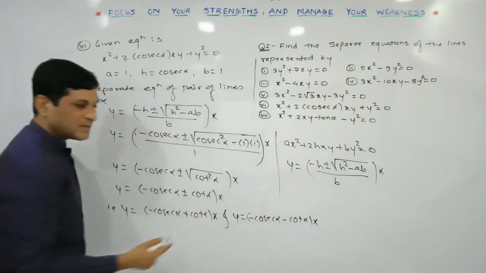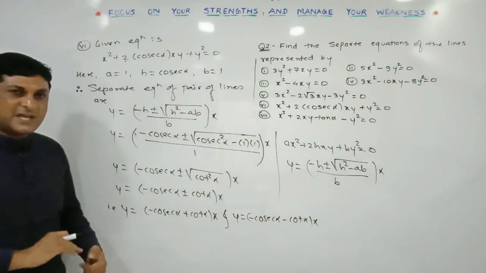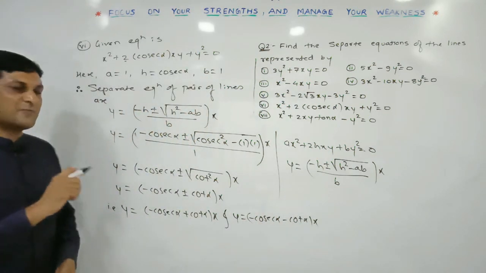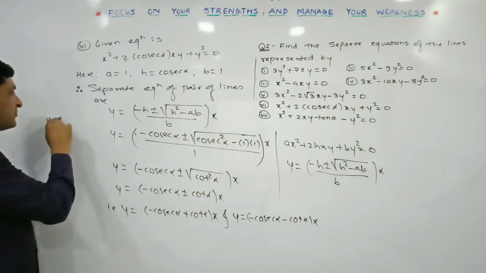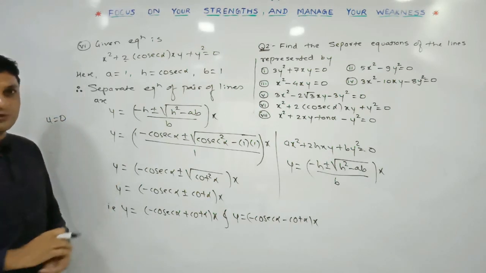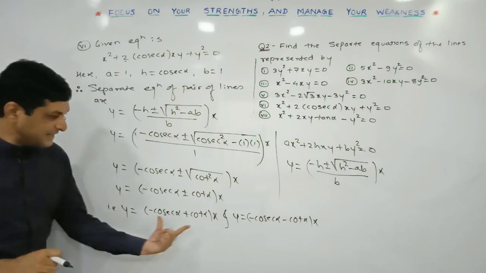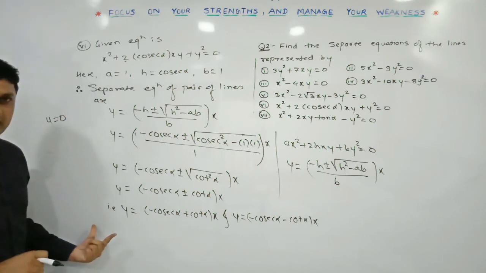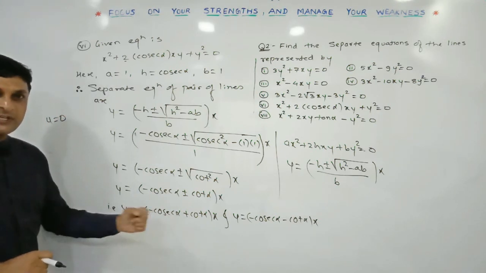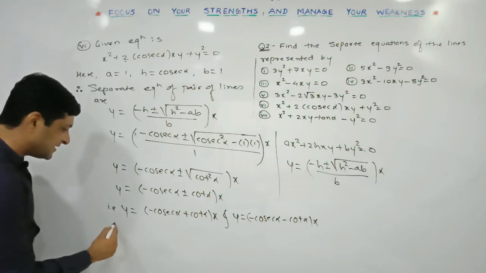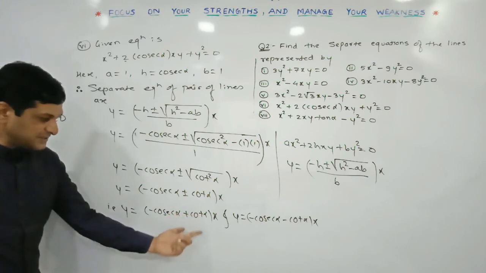In this way we have got separate equations of lines, but whenever we write the equation of a line in standard form, our equation should be in the form of u is equal to 0, meaning one side should be equal to 0. So what will we do? We will take these terms to this side, so that this side will become 0. Okay, collect these terms on this side.